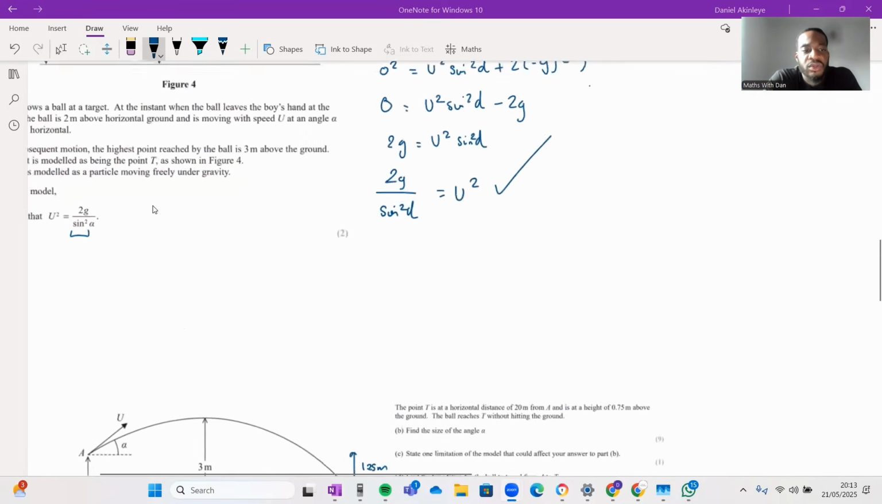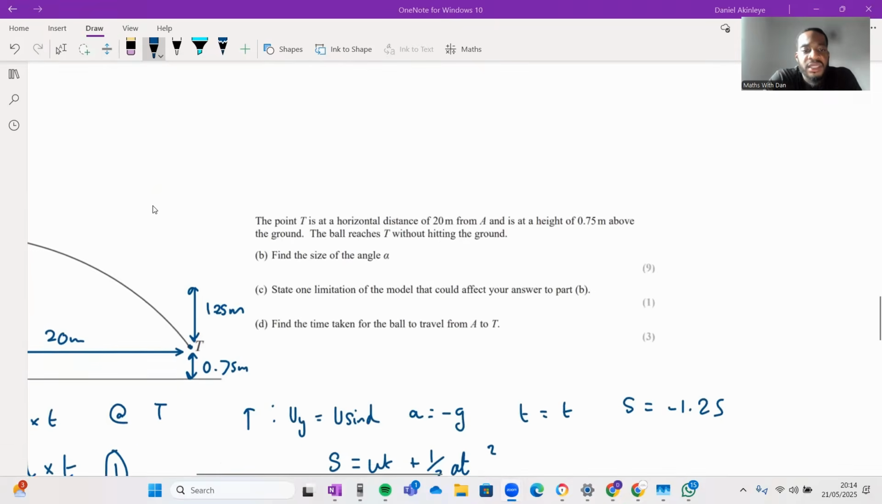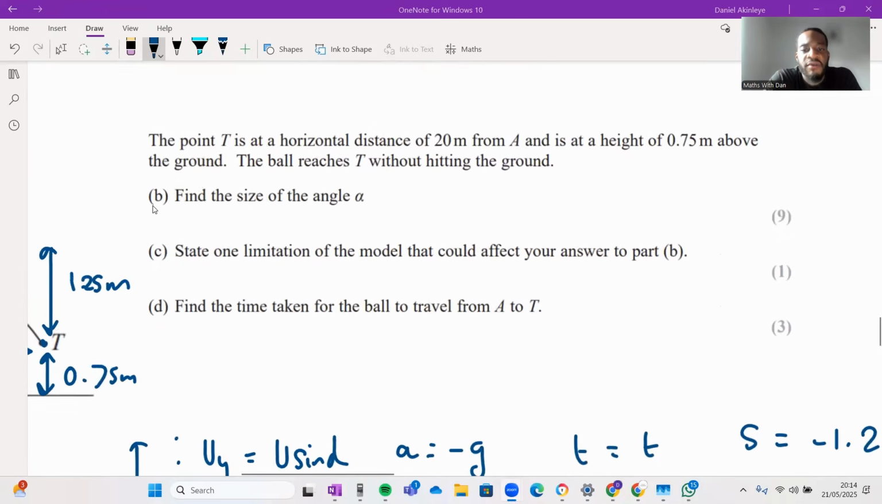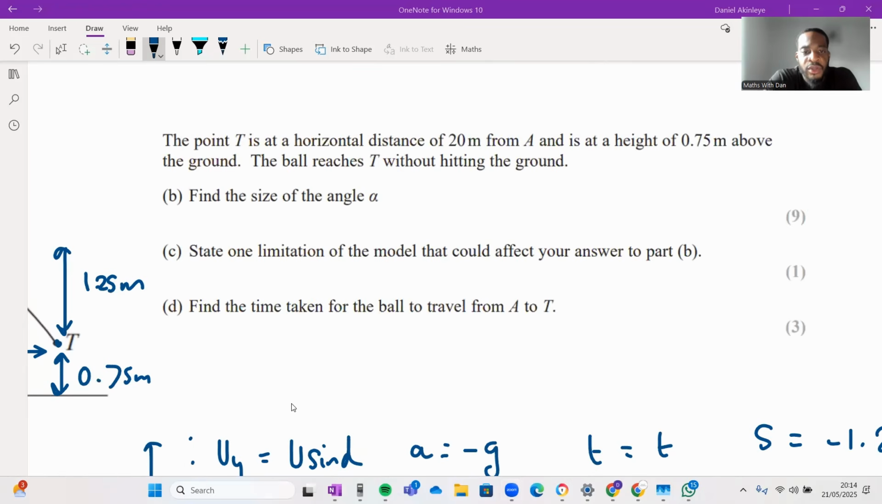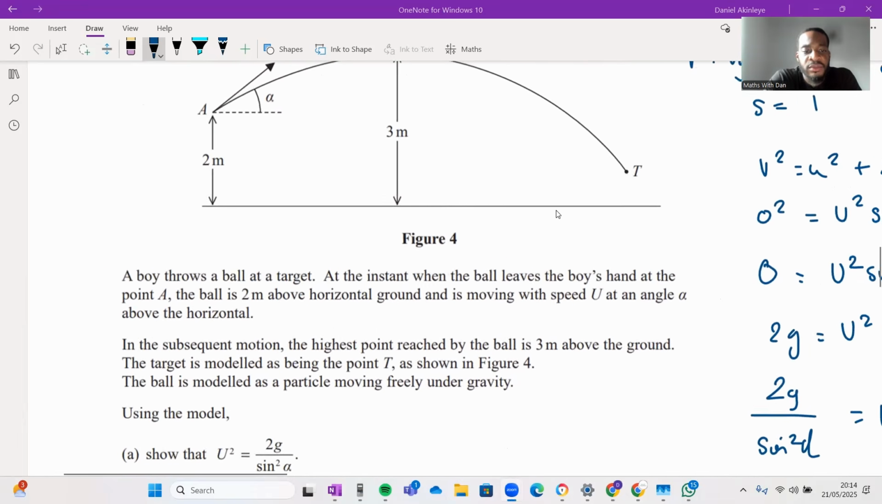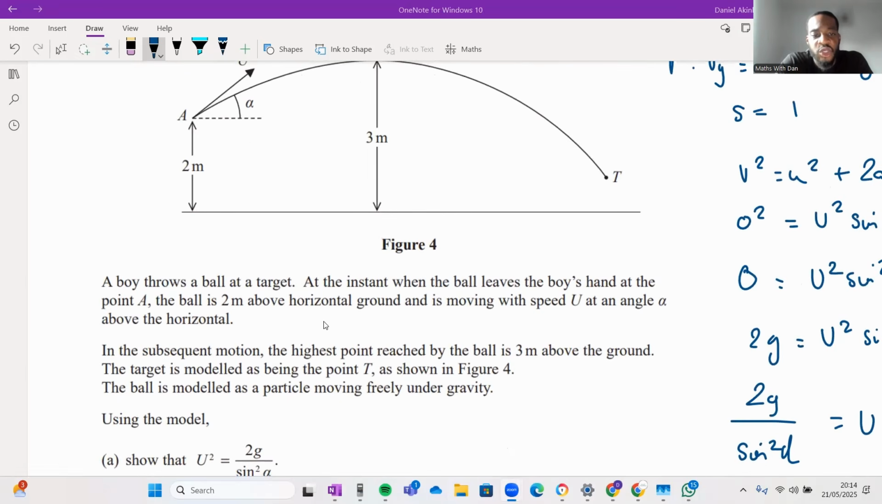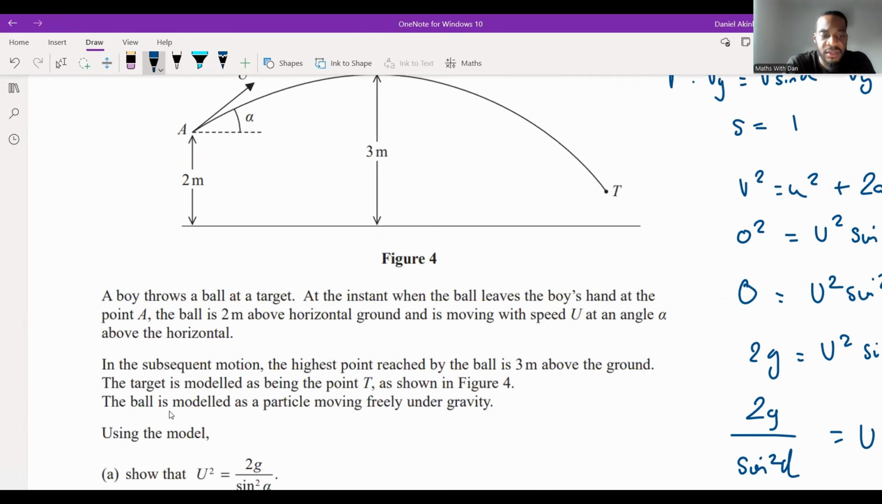And then let's go to this one here. I think there was a bit more. So it says state one limitation of the model that could affect your answer to part B. So with this one, state one limitation, it's the same thing, right? Look at your question. Can somebody give me a limitation? Think about anything being modeled or anything like that. Have a read of the question. It's always going to be somewhere here.